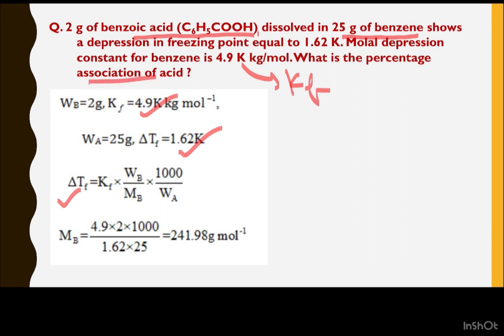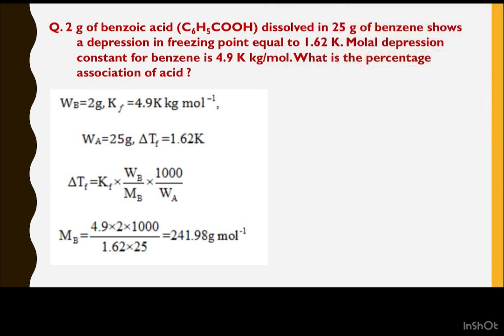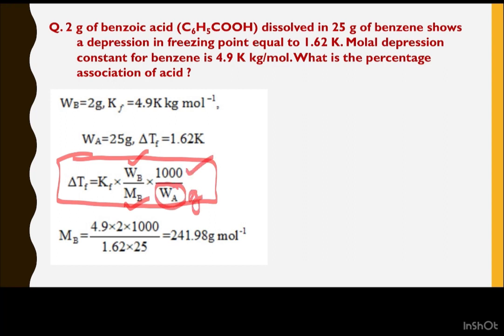So first of all, the technique is you find out the van't Hoff factor i. How will you do that? You will make use of the formula delta Tf is equal to Kf into molality. Molality is the weight of the solute divided by the molar mass of the solute, divided by the weight of solvent in kilograms. If it is in grams, then you need this 1000. Otherwise, if it is already in kilograms, then you don't need that 1000. Be very clear. So this is the expression for molality.